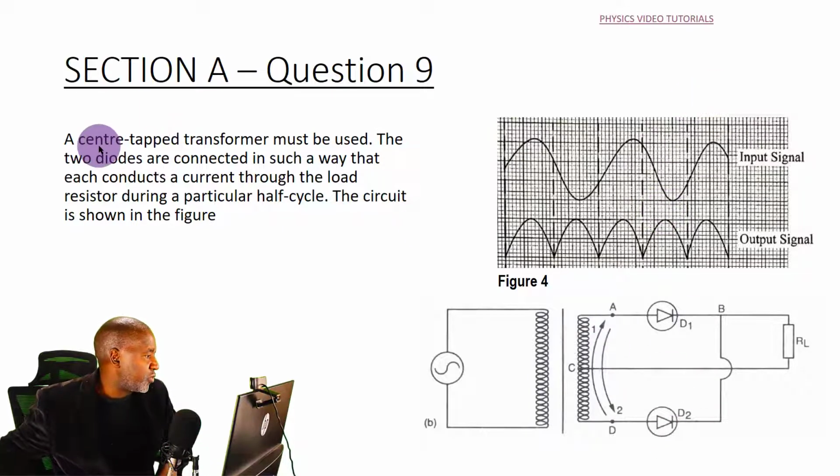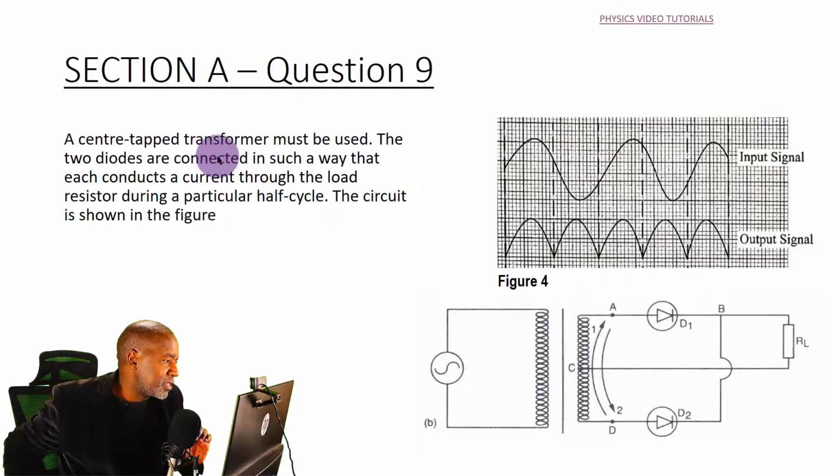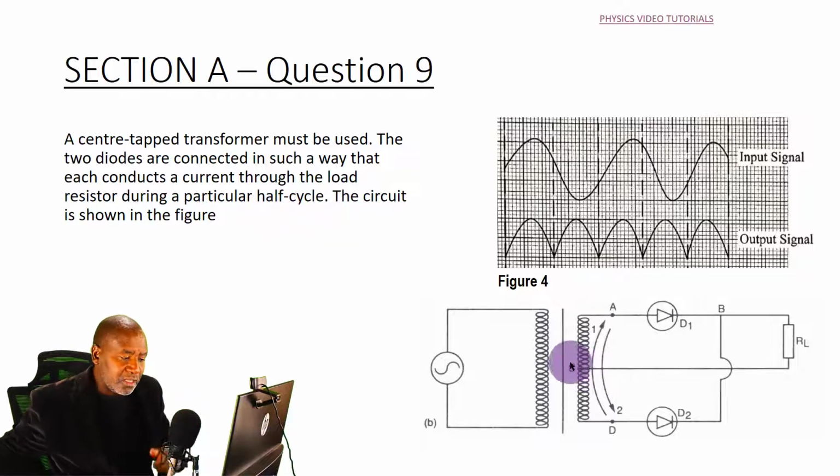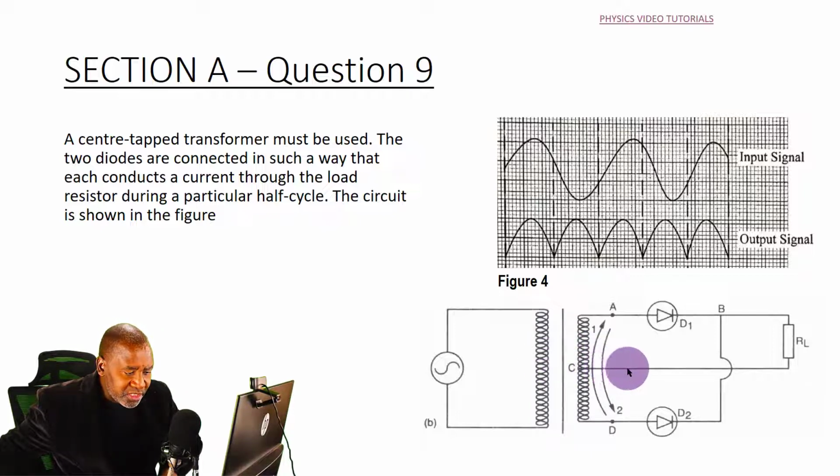So first of all, let's note that a center tapped transformer must be used. The 2 diodes are connected in such a way that each conducts a current through the load resistor during a particular half cycle. The circuit is of course shown in this figure. So this is it. This center tap, this line here, is connected to half the number of turns of the secondary. Half the number of turns.